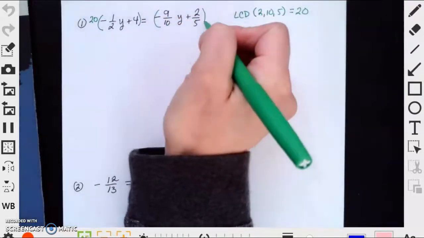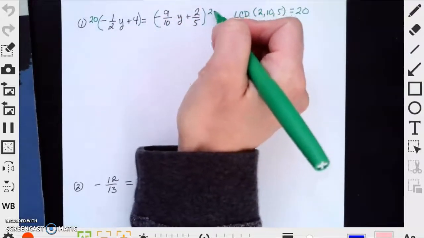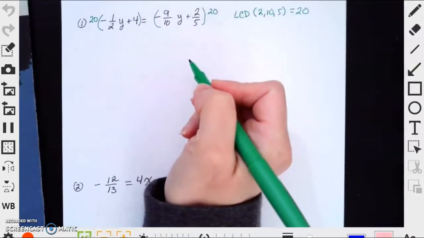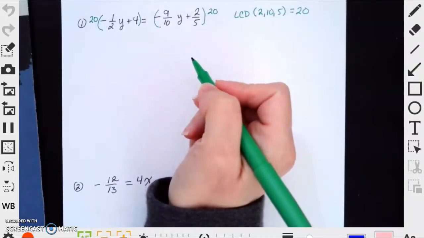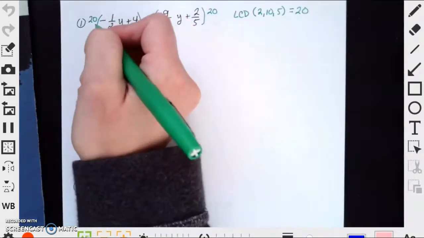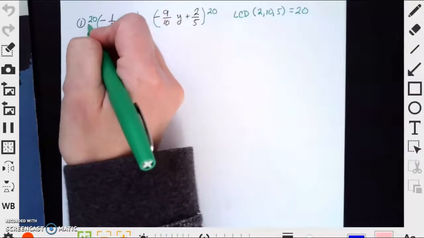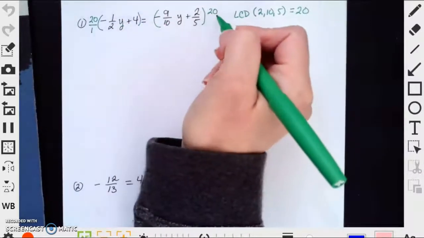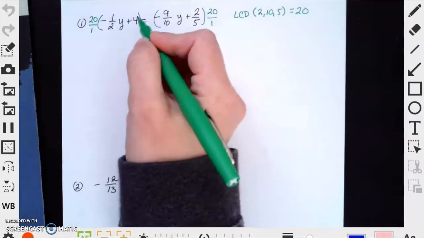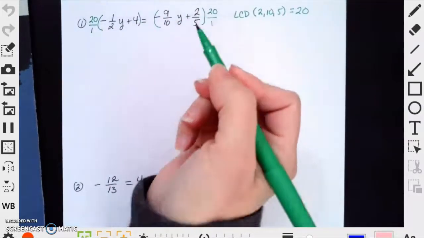I'm putting parentheses around each side of the equation to show that I am multiplying the entire thing, and I'll use the distributive property. You could also, just to remind yourself that this 20 is a whole number, put it over 1. We're really only multiplying all of the numerators or integers by that LCD.